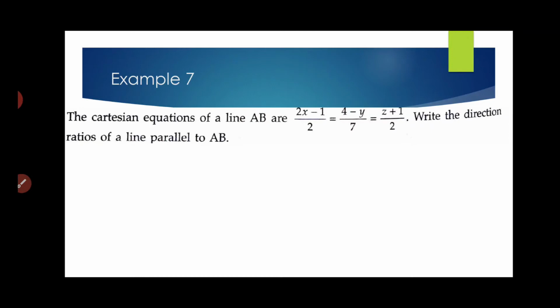Number 7. The Cartesian equation of a line AB is given: 2x minus 1 by 2, 4 minus y by 7, and z plus 1 by 2. Write the direction ratios of the line parallel to AB. So basically, you need to write the direction ratios of this line itself. Now you can see the line is not given in the standard form because there is 2x minus 1 and also 4 minus y. So I need to bring it down to standard form.